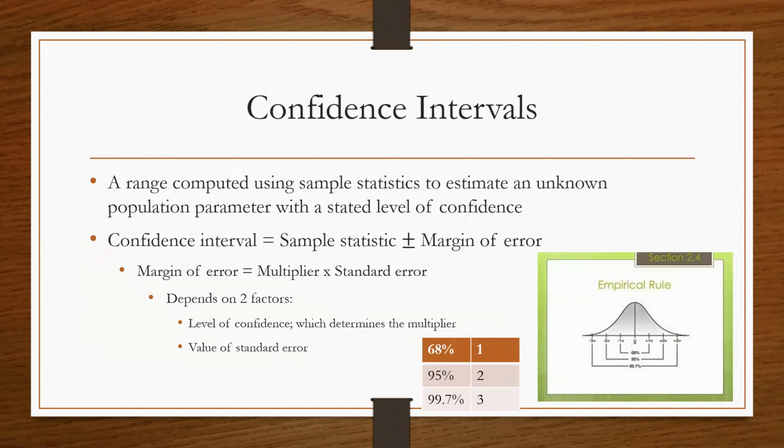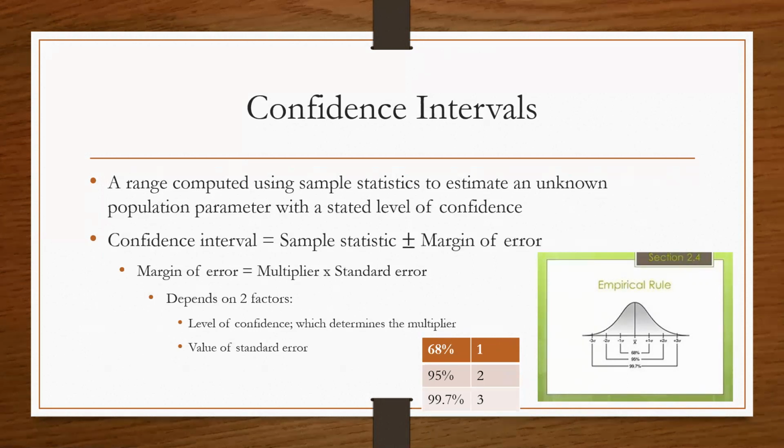All right, confidence intervals. It's bringing back a lot of stuff that you have seen before and adding in some new stuff. So what is it? Well, it's a range of computed values using sample statistics to estimate an unknown population parameter with a stated level of confidence. The official equation for it is sample statistic plus or minus the margin of error. The margin of error is generally a multiplier times standard error. And so it depends on two factors.